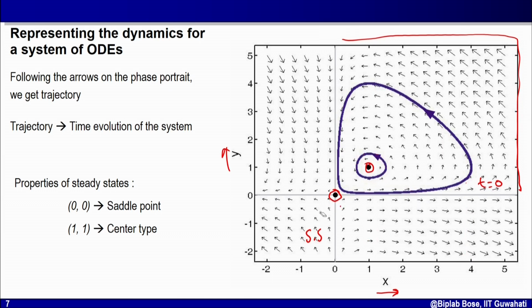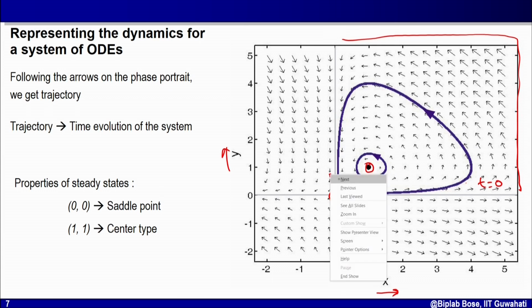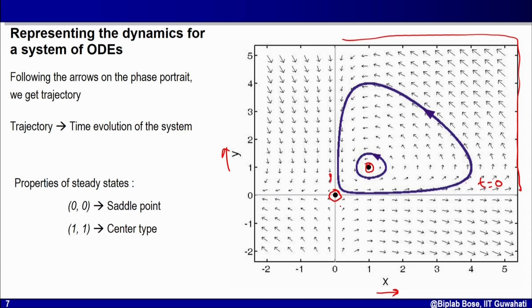So if you look into this particular steady state at 0, 0, if I start at a point close to 0, 0, the arrows on the phase plane are telling me I will move away from 0, 0. If I start from here, I will again follow this trajectory and move away from 0, 0. If I start from here, obviously I will move away from 0, 0. And if I start here, I will move away from 0, 0 and follow this closed path.